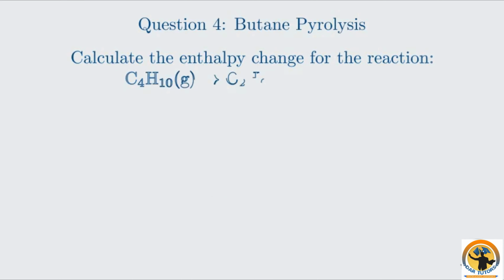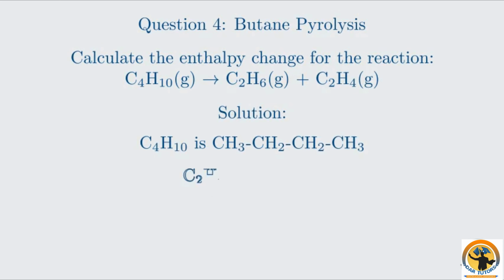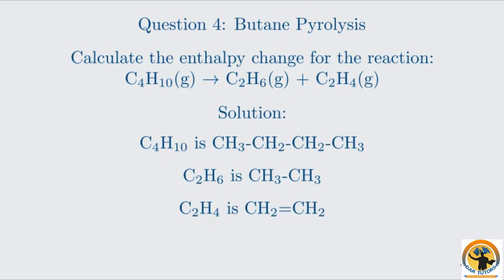For question 4, we have a bond-breaking reaction, the pyrolysis of butane. This will be endothermic. Let's draw out the structures. In butane, we break one C-C bond in the middle and one H-H bond. Wait, no, that's not right. Let's re-examine the question. C4H10 gives C2H6 plus C2H4.